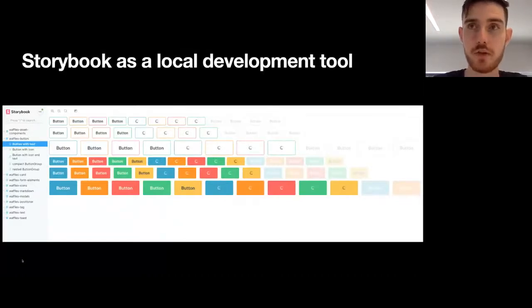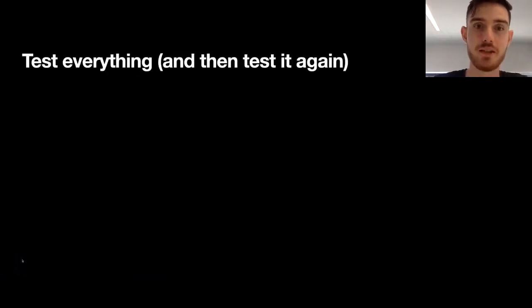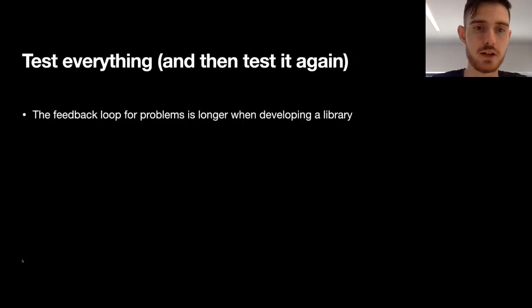The other thing we can do to aid with local development, along with many other things, is test everything and then test it again. So, like we said before, the feedback loop is longer when developing a library. If I make a change to a component, I can't see the results of that change in real life until I've published a new version of the package that uses it. And then one of our teams makes the upgrade to use that new version, and then they deploy their website. So it's a long feedback loop to figure out if there could be any problems within it.